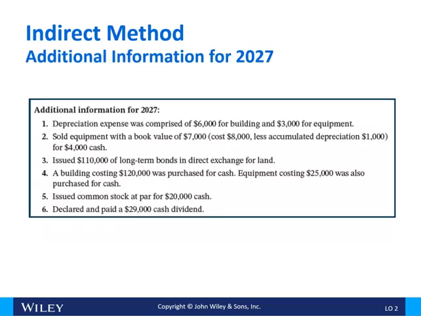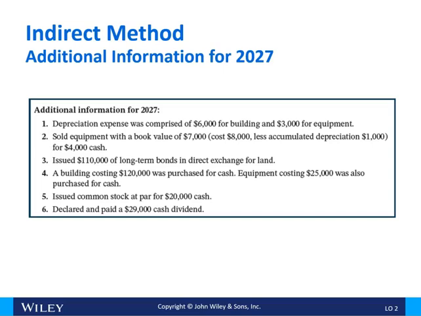And finally, we have additional information. It tells us that our depreciation expense of $9,000 on the income statement was $6,000 for building and $3,000 for equipment. We sold equipment with a book value of $7,000, so a cost of $8,000 and accumulated depreciation of $1,000. We sold that for $4,000 cash, which is at a loss, which is why we saw that on the income statement.